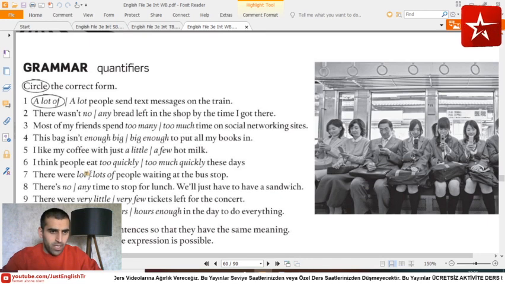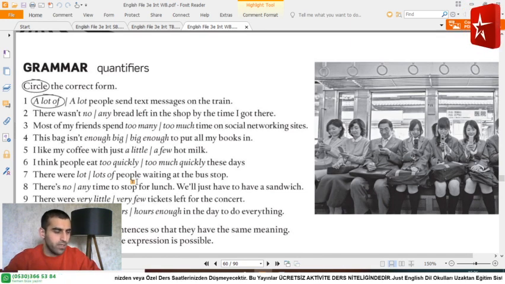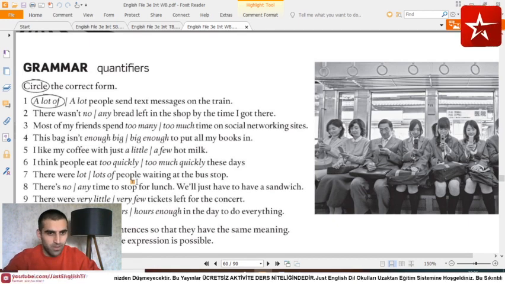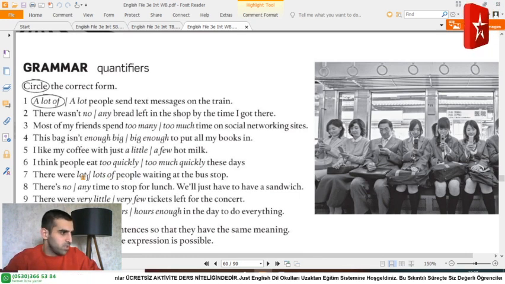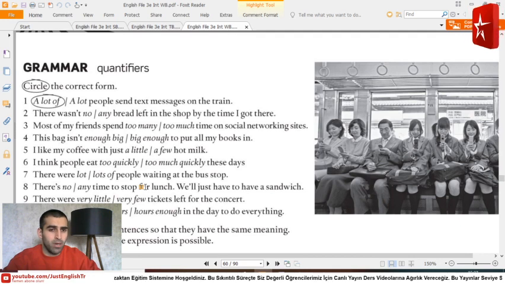And number 7. There were lots of people waiting at the bus stop. Which one is correct, guys? Lots of, Neri says 1 minute. Okay, 1 minute is too long. Lots of people or lot people. Which one is? Melis says lots of, Irina says lots of. Okay, Neri went to ask her friends. Esra says lots of. Yes, the correct answer is lots of people waiting at the bus stop. The number 7 is lots of.